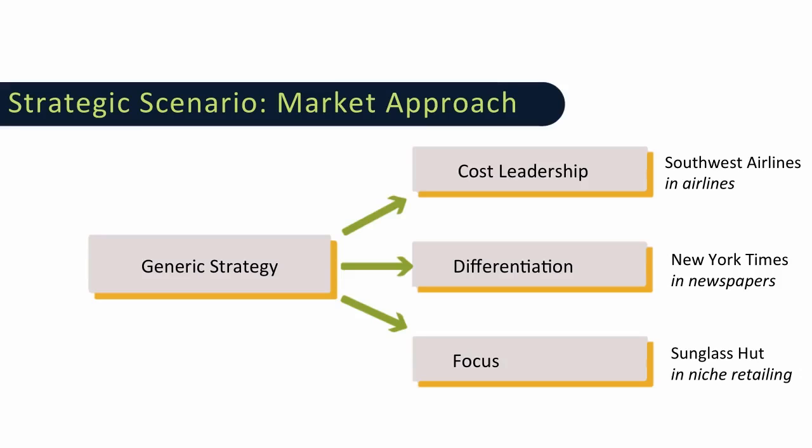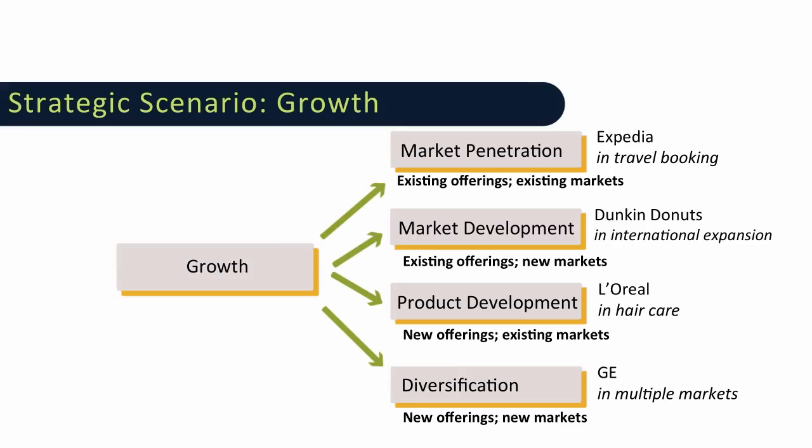In the focus approach, companies strive for profitability by specializing in one particular area. For example, Sunglass Hut specializes in nothing but sunglasses in its retail stores. Now that we've entered the market and decided our approach to it, we must grow if we wish to survive. Igor Ansoff proposed 4 key growth methods: market penetration, market development, product service development, and diversification.